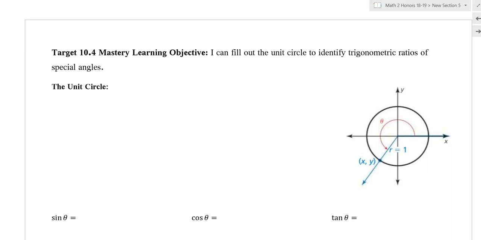To 10.4. Our math learning objective: I can fill out the unit circle to identify trigonometric ratios of special angles. So what is the unit circle?